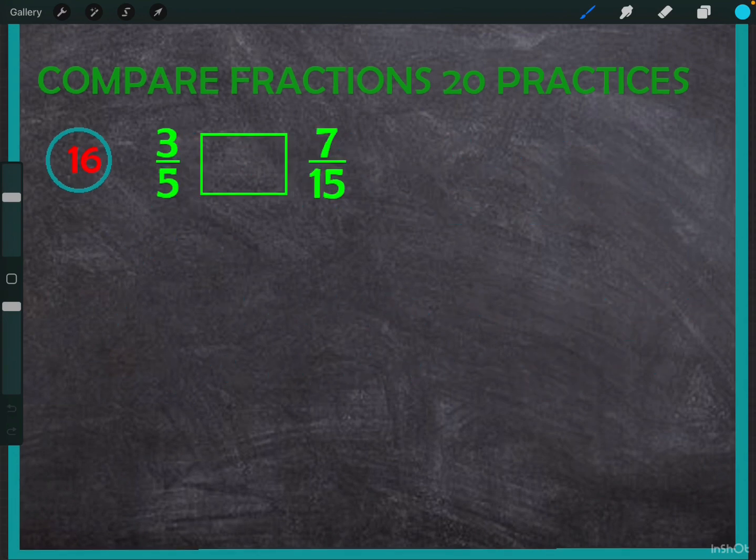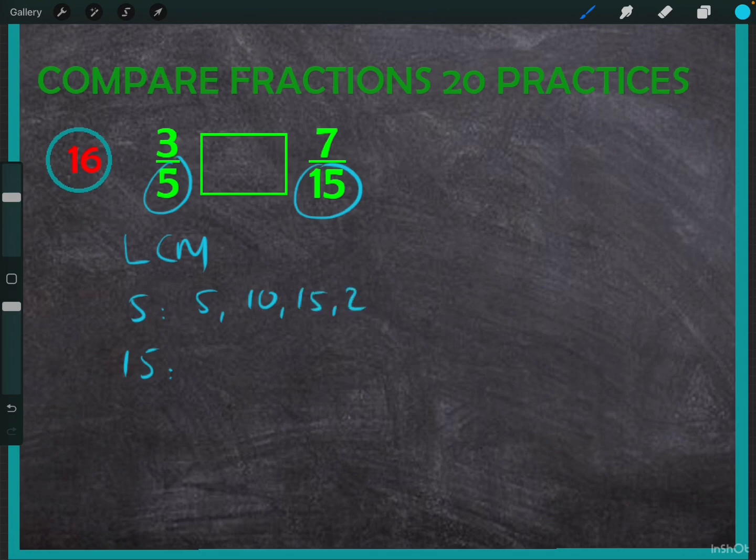Practice 16, we have two fractions 3 over 5 and 7 over 15. These two fractions have different denominators, 5 and 15. To compare them, we must find the LCM for number 5 and number 15. The multiples of 5 are 5, 10, 15, 20, etc. For number 15, we have 15, 30, etc. We see that 15 is the least common multiple for number 5 and number 15.